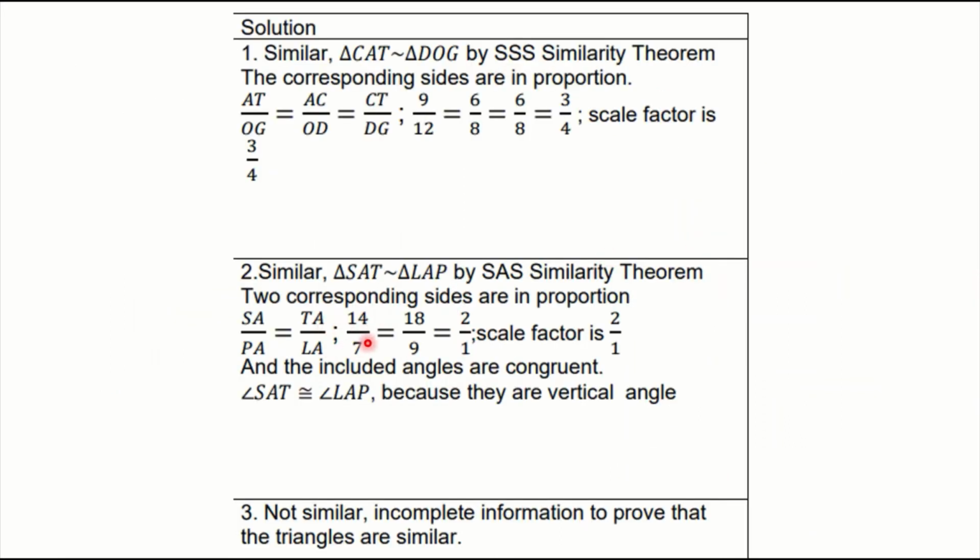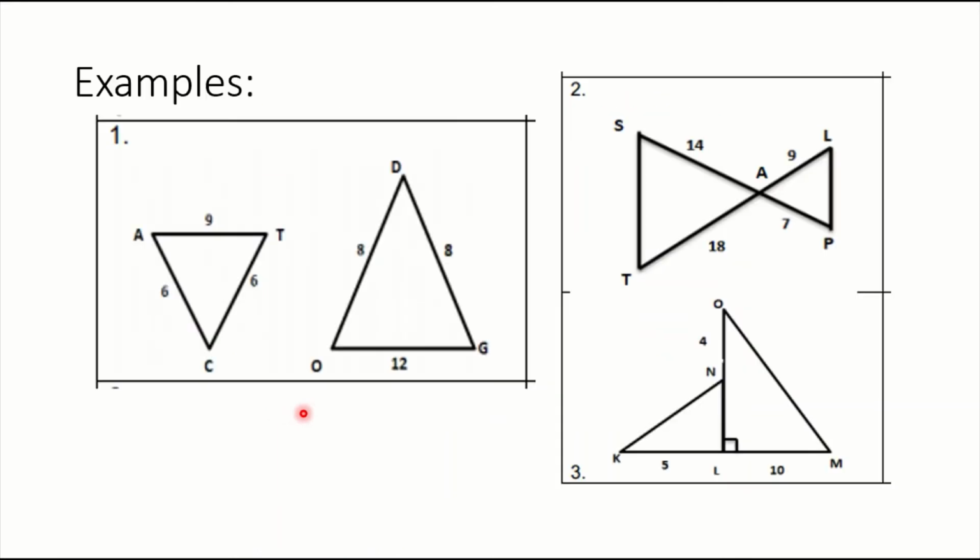14 over 7 is equal to 18 over 9 is equal to 2 over 1. So 2 over 1 is the scale factor. Next, the included angles are also congruent. Triangle SAT and LAP are congruent. Ito po yun, SAT and LAP. So yang dalawang angle na yan na nabuo, which is the vertical angle, are congruent.